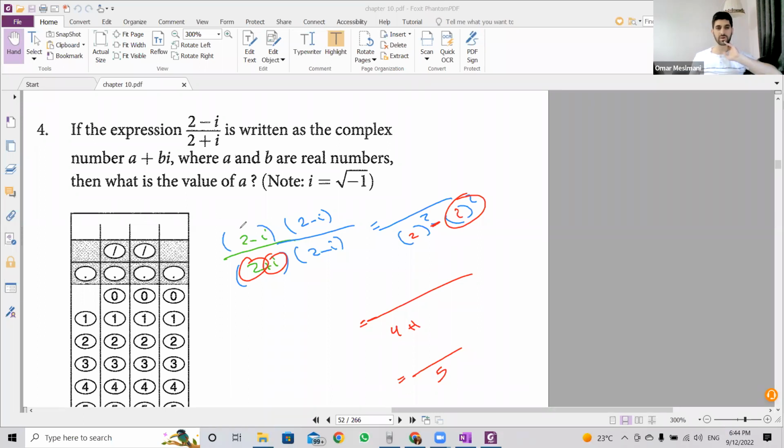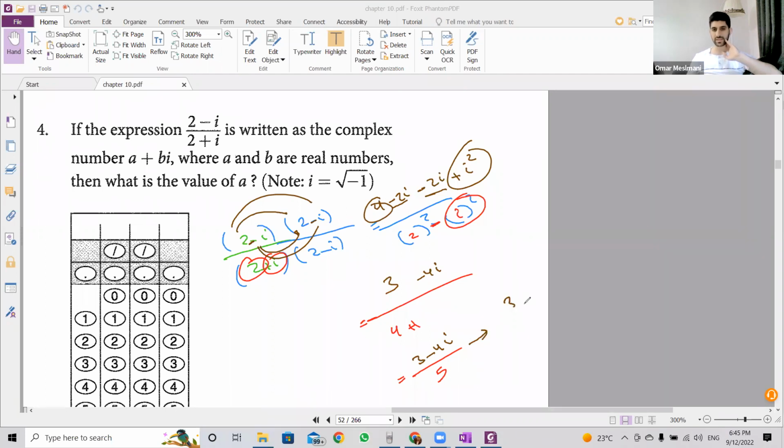Now let's talk about the numerator. 2 times 2 is 4. 2 times minus i is minus 2i. i times 2 is minus 2i. Minus times negative is positive, i times i is i squared. Minus 2i and minus 2i becomes minus 4i. i squared becomes minus 1. 4 minus 1 becomes 3. So the final answer is 3 minus 4i over 5. Written as fractions, it's 3 over 5 minus 4 over 5i. Comparing this with a plus bi, a is 3 over 5, so he's asking for 3 over 5.